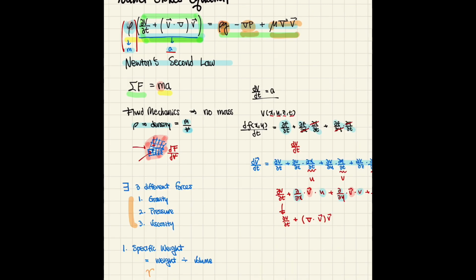Now let's start with deriving the right side of the equation. And before then, we first need to know the three different forces that exist in fluid mechanics. So there are three different types of forces in fluid mechanics, which are gravitational force, pressure, and viscosity.